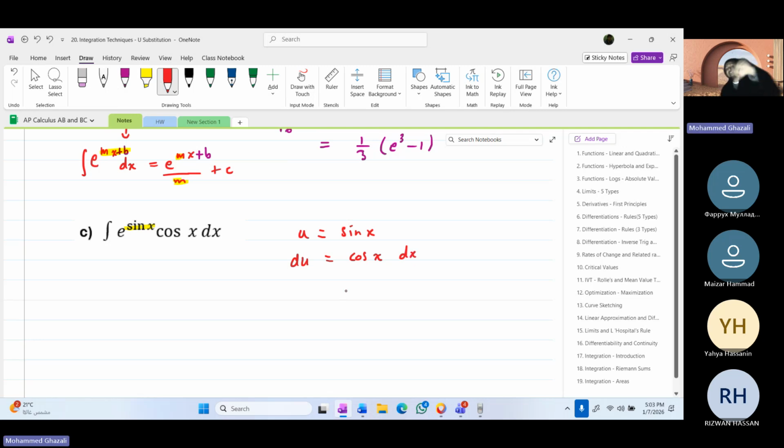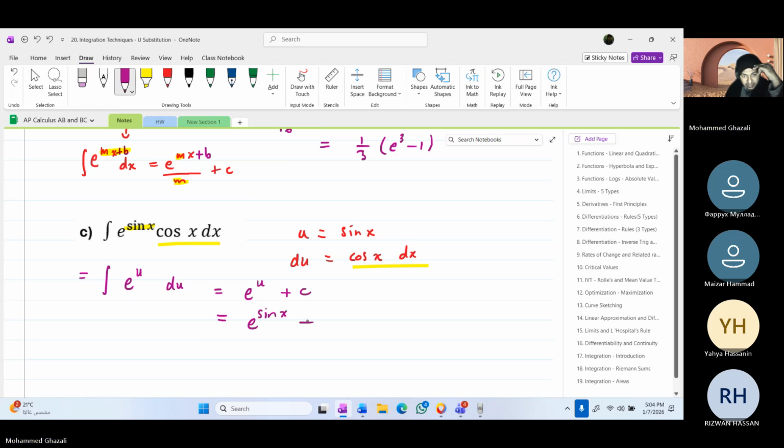Derivative of cos is negative sine because it starts with a c, right? So we have that. Do we have cos x dx in the integral? Yes. Cos x dx, great. Cos x dx is du. So basic integral, e to the power u du. So sometimes the integral can be complicated, but when you use u substitution, it becomes much easier. The integral of e to the power u is just e to the power u plus c. And what's e to the power u? E to the power sine x plus c. Easy, guys. Are we good?